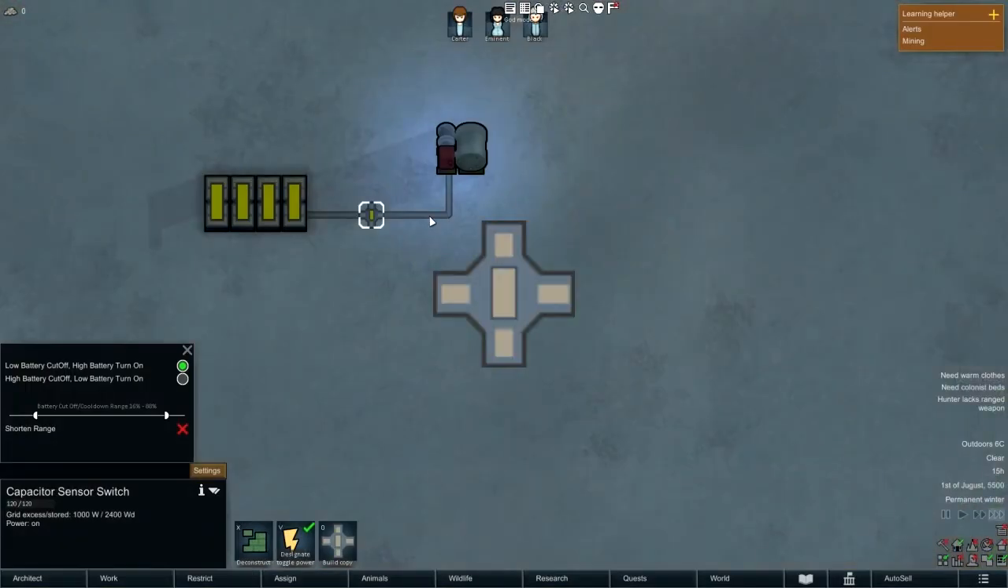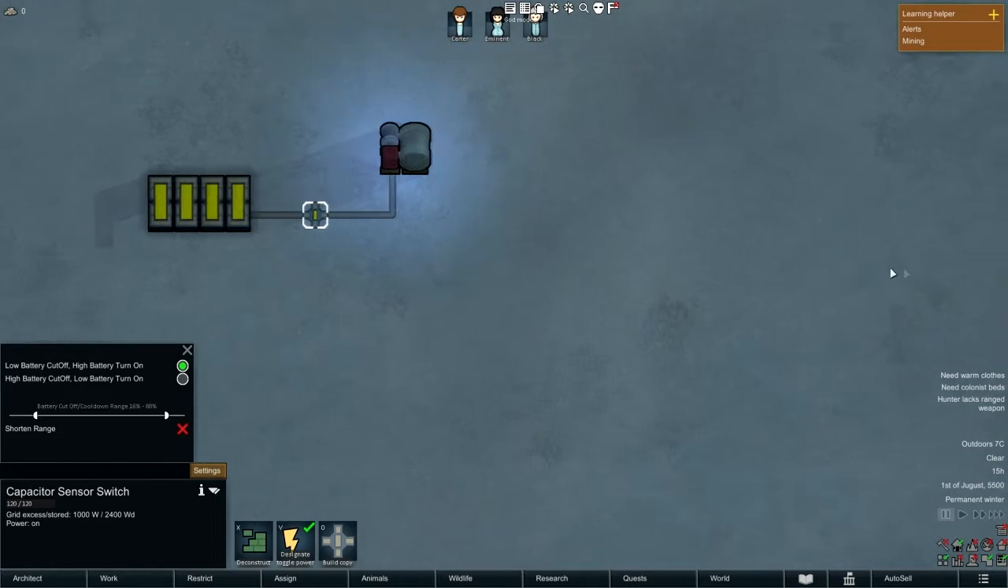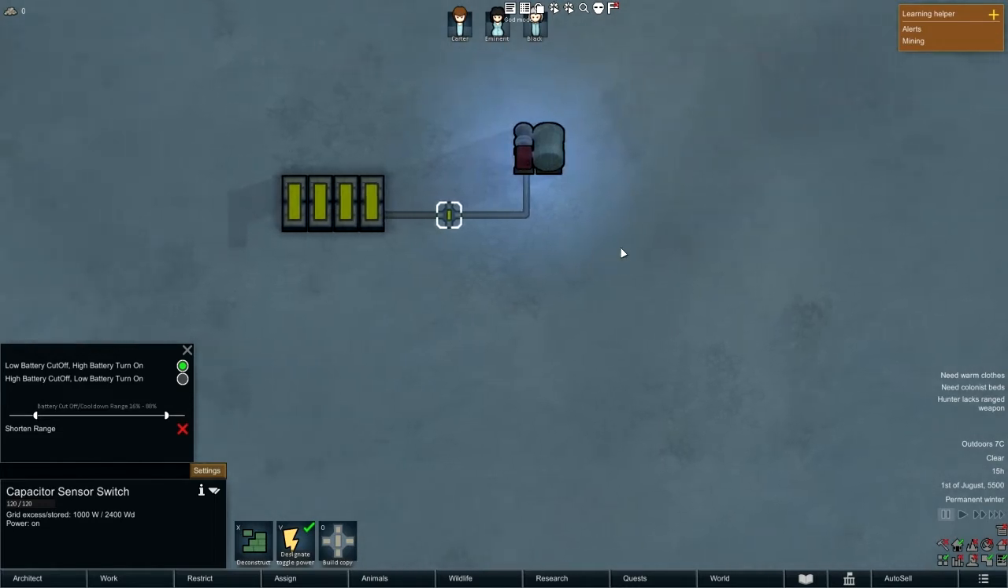Next up is the capacitor sensor switch. The capacitor sensor switch checks the amount of power in your batteries. When configuring a cap sensor switch, you have two main modes: low cutoff high turn on and high cutoff low turn on. This might sound confusing, but allow me to explain.